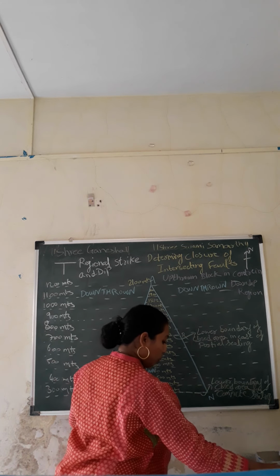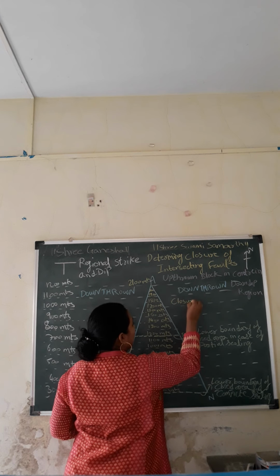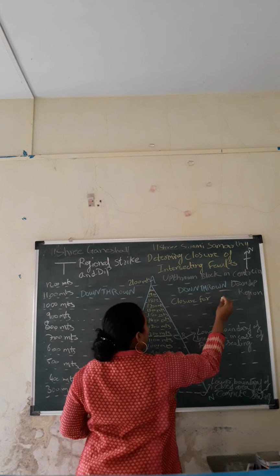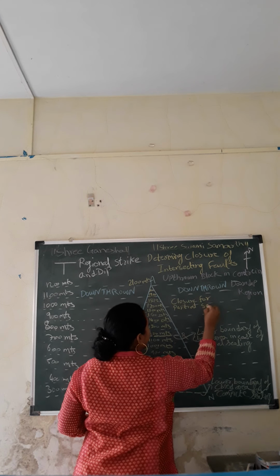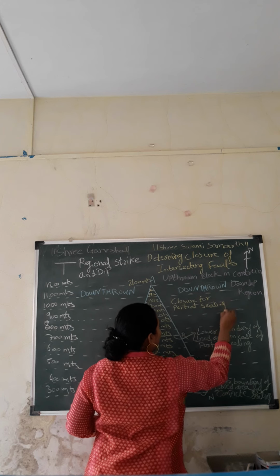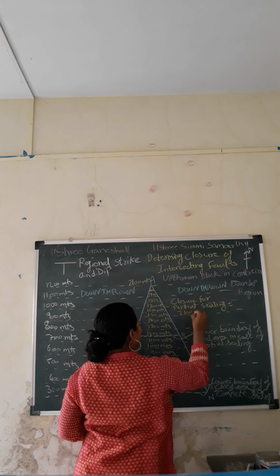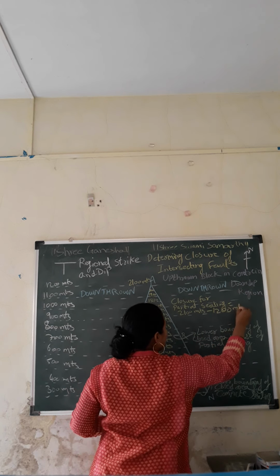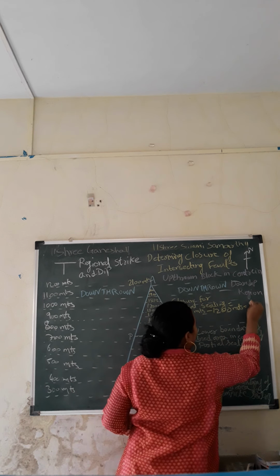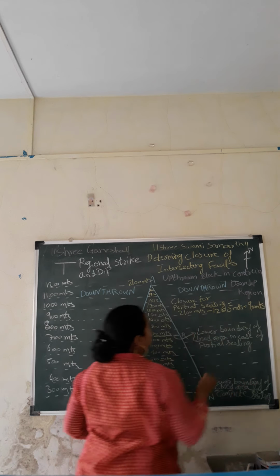And we want to write closure for partial sealing. How much is it? It is 2100 meters minus 1200 meters, which equals 900 meters. And what is the closure for complete sealing?